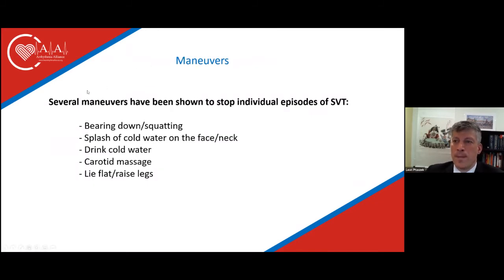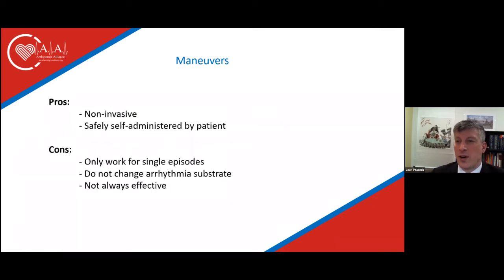Let's start with maneuvers. There are several maneuvers that have been shown to stop individual episodes of SVT. These include some of the maneuvers I mentioned earlier in our session, including bearing down or squatting, splashing cold water on the face or neck, or even drinking cold water, massage of the carotid artery or the blood vessels in your neck, or lying flat on your back, and even raising your legs above the level of the heart. All of these maneuvers have been described as things that can terminate episodes of supraventricular tachycardia.